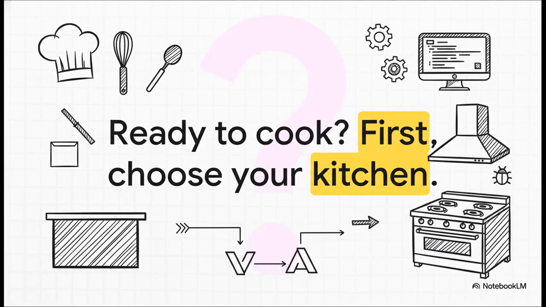I want you to imagine something. You're a world-class chef, ready to cook up your first masterpiece of an app. But what's the very first thing you need? Your kitchen, right? And this is where it gets interesting. Are you going to work in a super sleek, modern chef's counter or a full-blown, heavy-duty industrial kitchen? This choice, it's kind of everything.